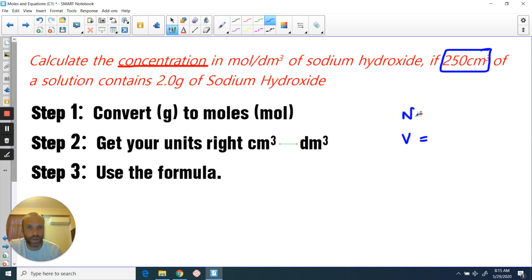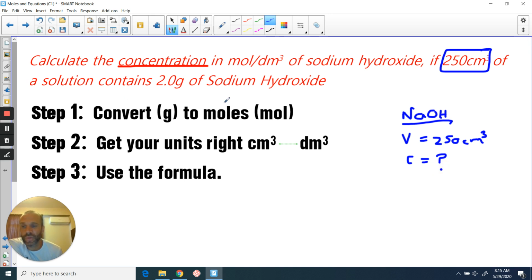So I might write sodium hydroxide. What do I know about sodium hydroxide? Well, I know the volume is 250 centimeters cubed, okay? Now I have to be aware that I will have to convert that if I'm using the formula I just mentioned, because we need to use decimeters cubed, but I'll leave it like that for now, okay? Concentration of that, I don't know, it's the unknown. Let's put a question mark there. Right, what else do we know?